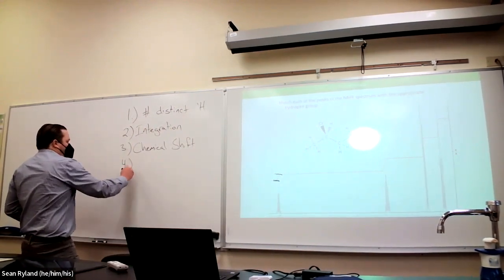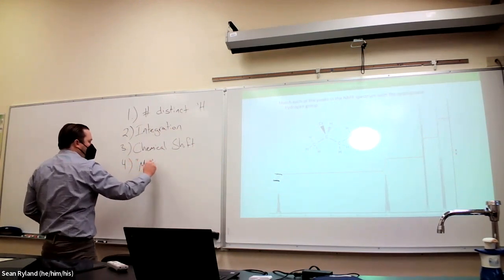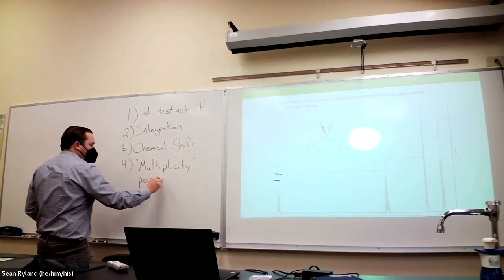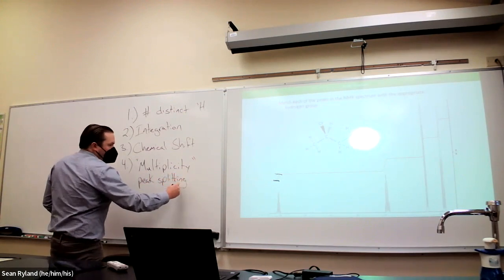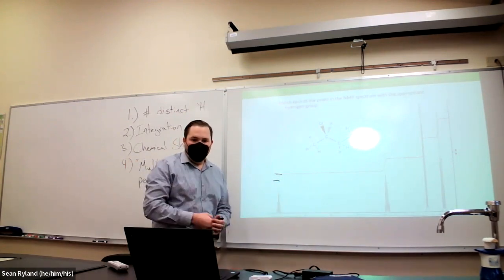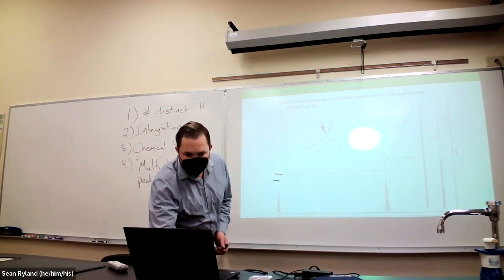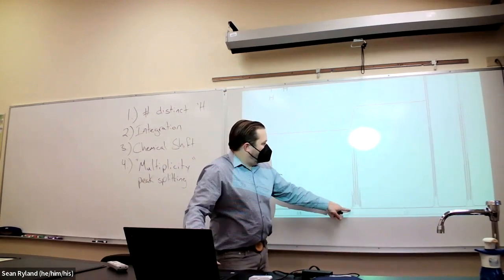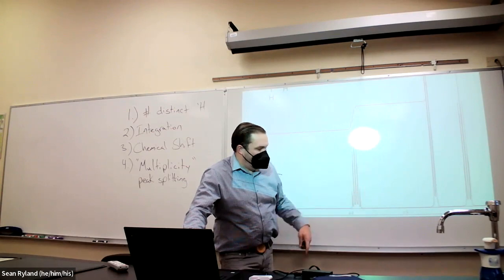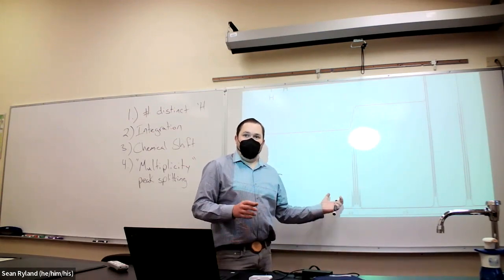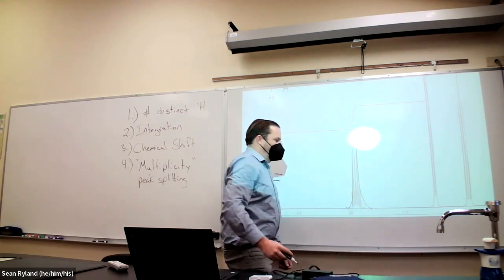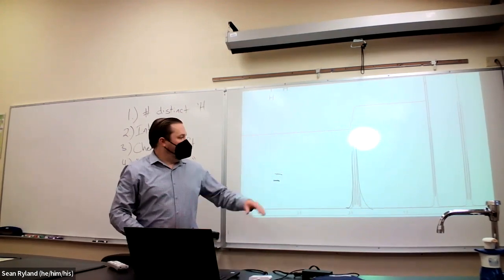And then the last one is called multiplicity, or peak splitting. And that's the way that one signal will turn into multiple peaks that are all kind of vaguely bell curve shaped. For instance, it's a little bit hard to see here, but if you zoom in on this one, 1, 2, 3, 4, 5 peaks that are all part of the same signal. You kind of have to use your imagination a little bit because it's pretty steep, but the whole thing is vaguely bell curve shaped when you look at the height of the peaks. That's all one signal.